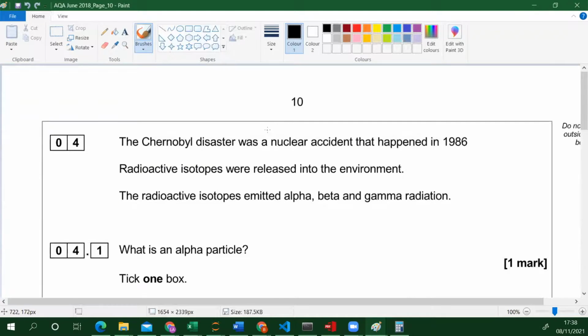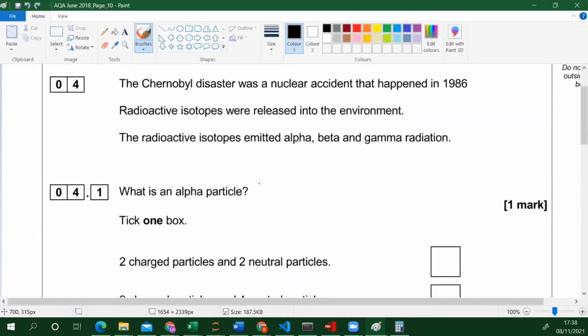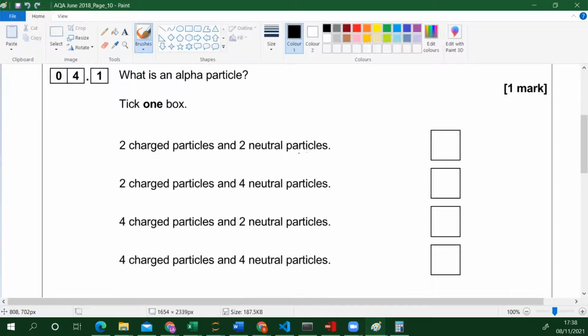Number four, the Chernobyl disaster was a nuclear accident that happened in 1986. So that's actually before I was on board. Radioactive isotopes were released into the environment. The radioactive isotopes emitted alpha, beta, and gamma radiation. What is an alpha particle? Okay, so an alpha particle is a helium nucleus, so it hasn't got the electrons. So what it is, is two protons and two neutrons.